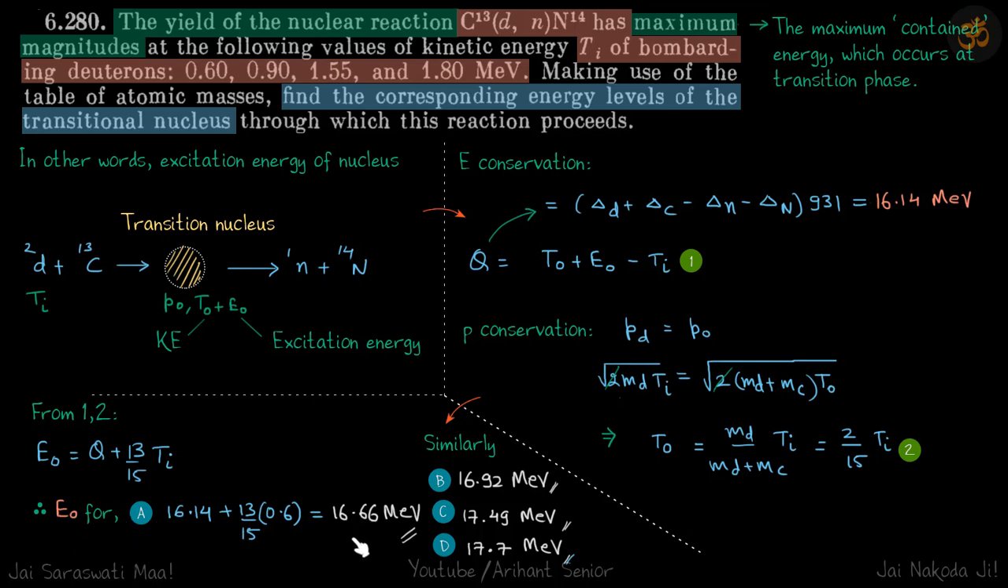For the other deuterons, we will get some other values. Of course, if the energy of the deuteron is more, the energy of our transitional nucleus should also be more. Hence we get our answers. All right.